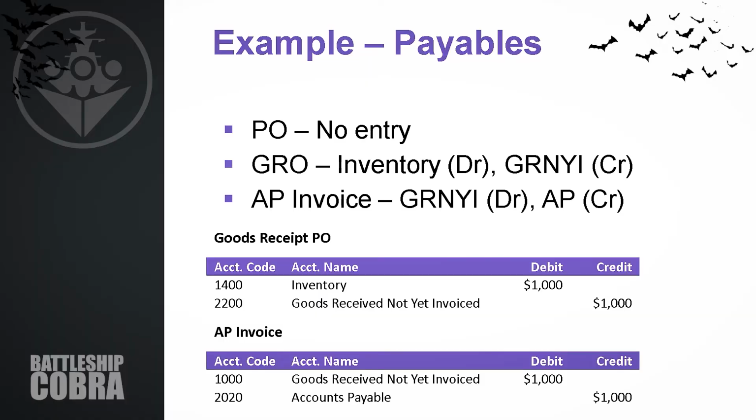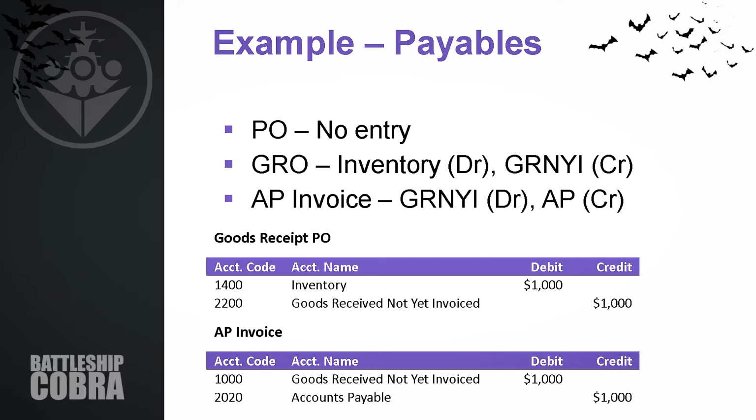So the next thing we're going to do is the payables. So the payables is very similar. Let's run through this process here. So purchase order, again, no entry. It is a contract to buy something at some amount of money. You issue a PO to a vendor. The vendor sends you something or does something. You do a GRPO, a goods receipt PO.